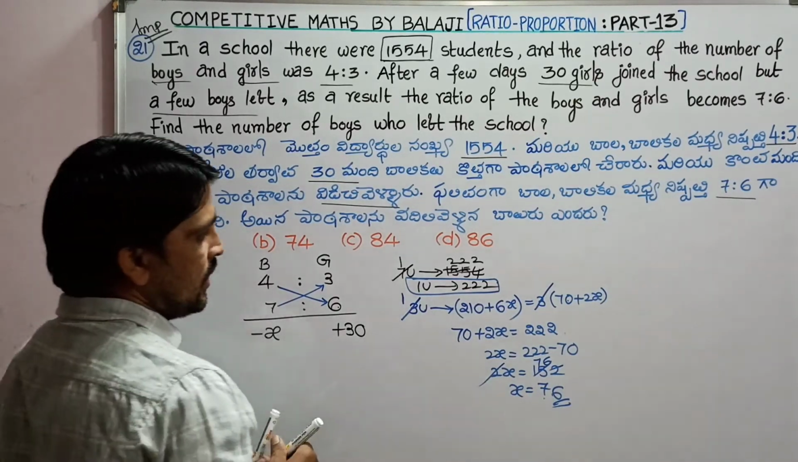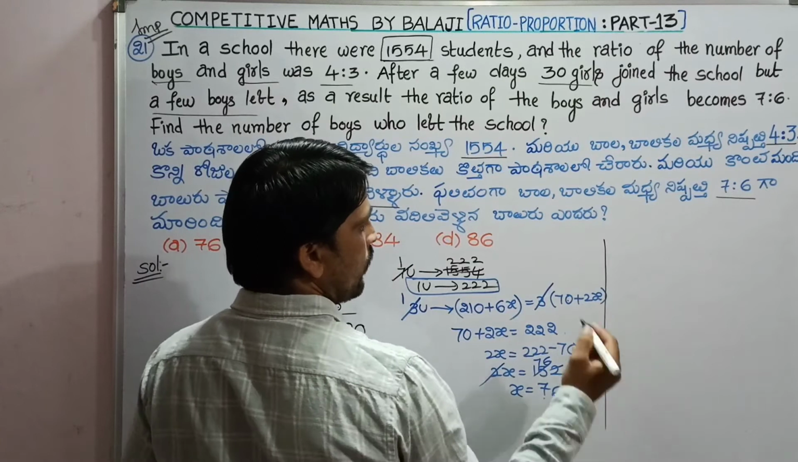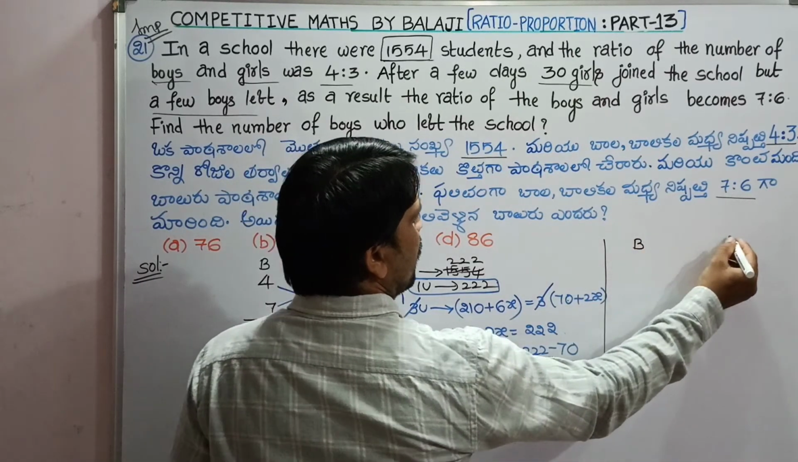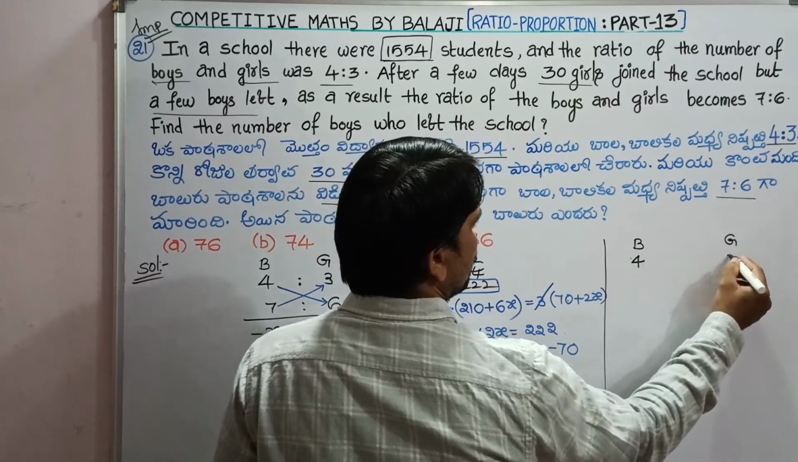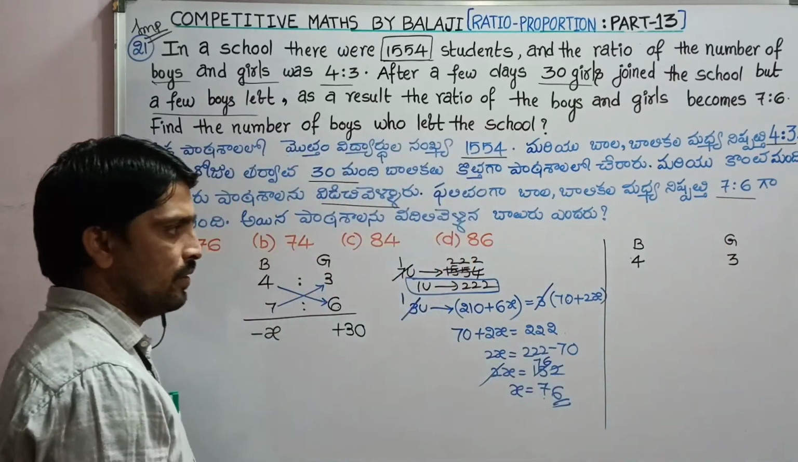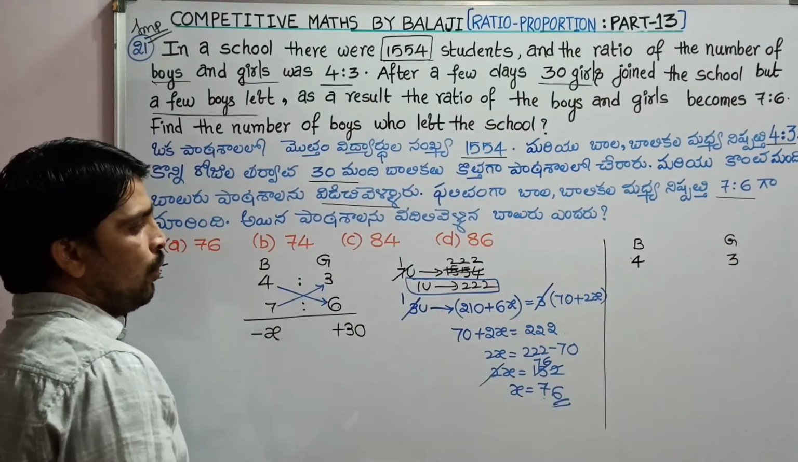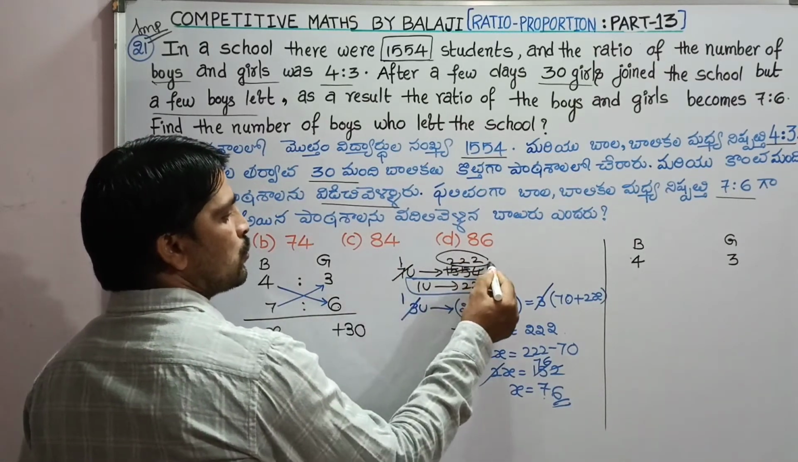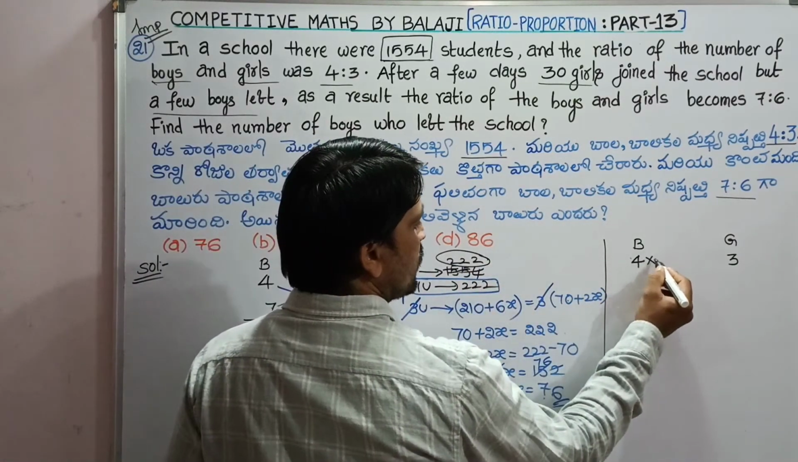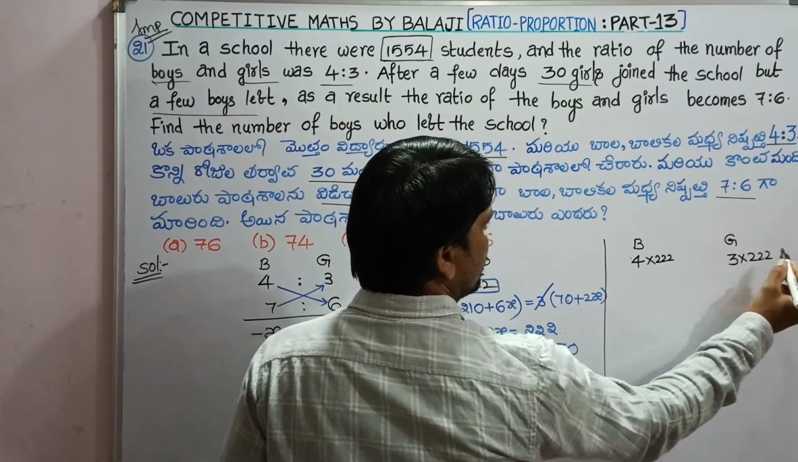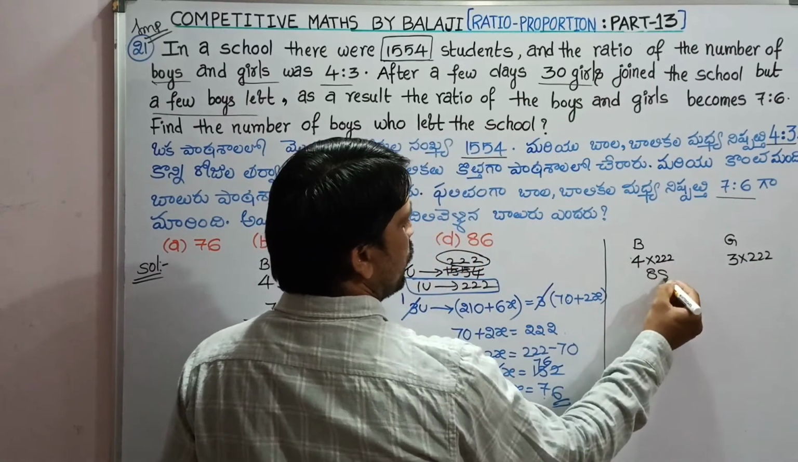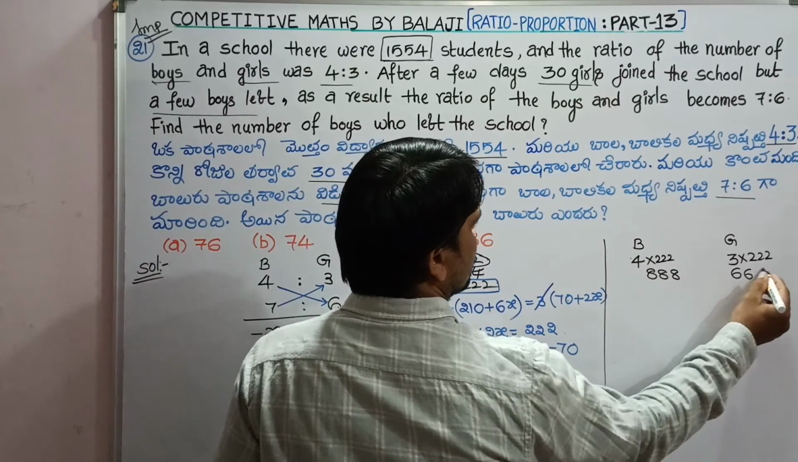Let us see another method. Boys and girls are in the ratio 4:3. But what is 1 unit value? 1 unit value is 222. Then total boys in the school were 4 times of 222 and girls were 3 times of 222. That is 888 and 666.